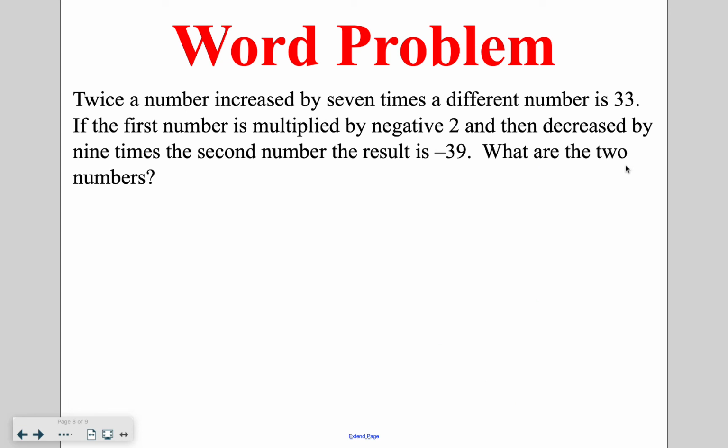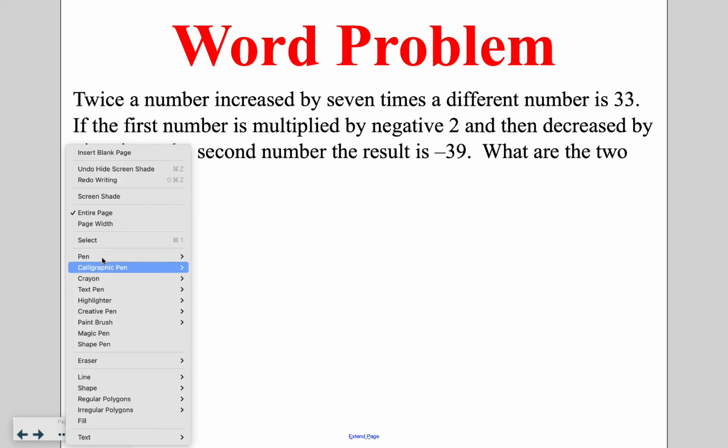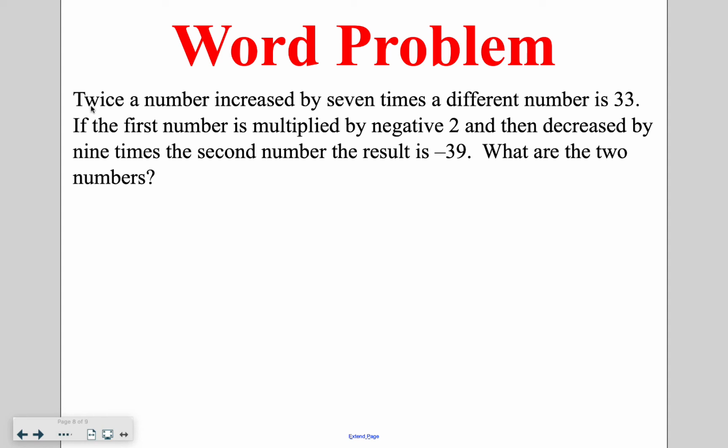For this final example, we are going to take our word problem and turn it into a system that we can solve. So the first sentence says, twice a number increased by 7 times a different number is equal to 33. So the first thing it says is twice a number. So I'm going to make that 2x increased, meaning addition, by 7 times a different number. So that's how I know I want to switch to y, is equal to 33.